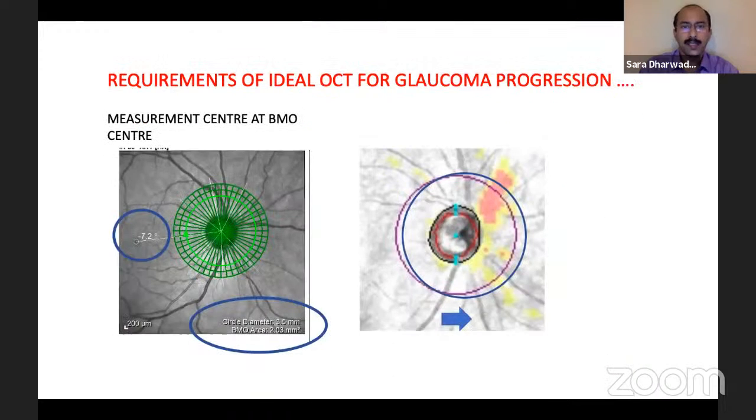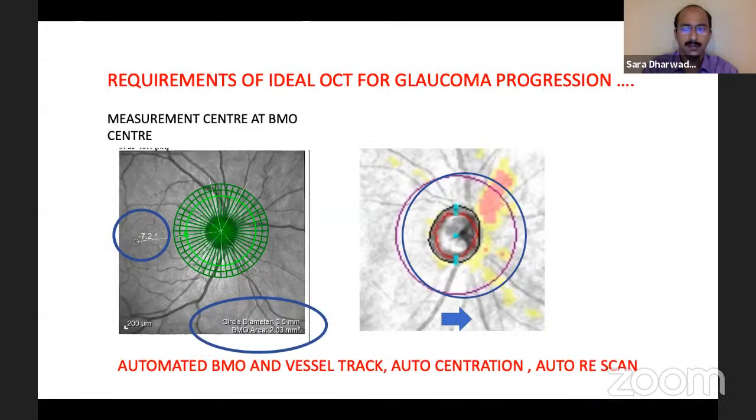Now, requirements of an ideal OCT for glaucoma progression. There are very important things that are required if you want to use the machine for progression assessment. One is that the machine should have a very fast tracking system. It should have an exact reorientation system to take each and every scan at the same position, as well as an auto rescan placement facility.